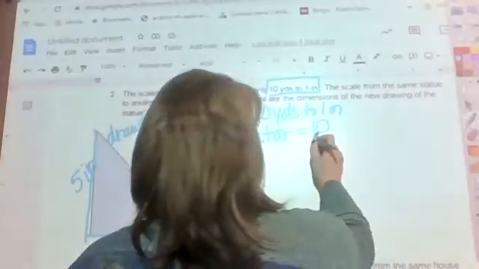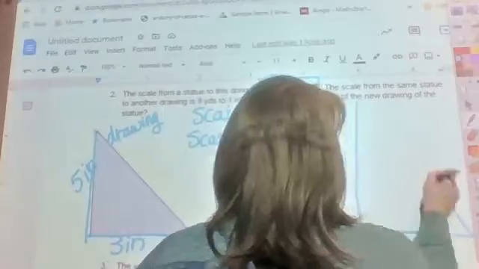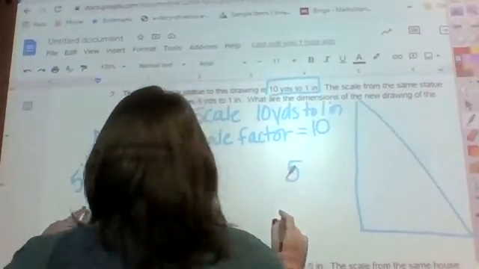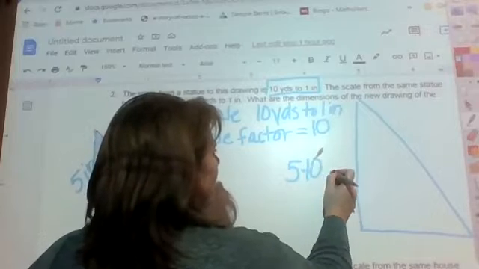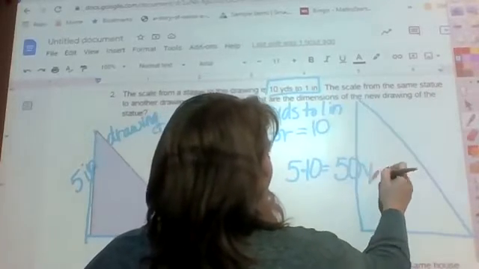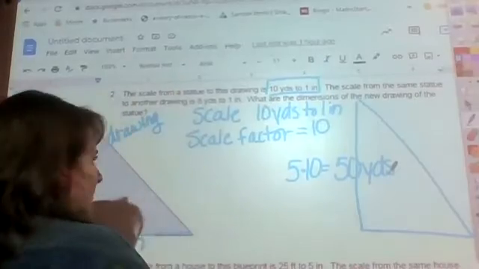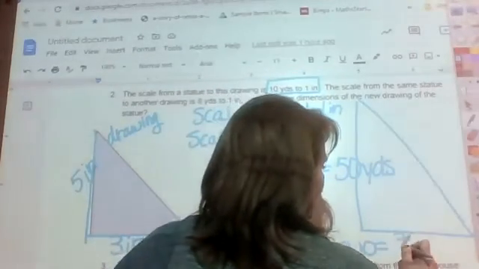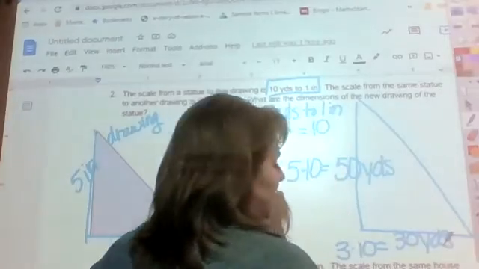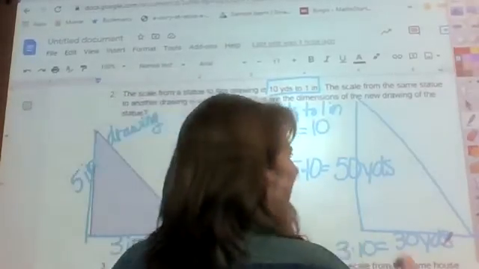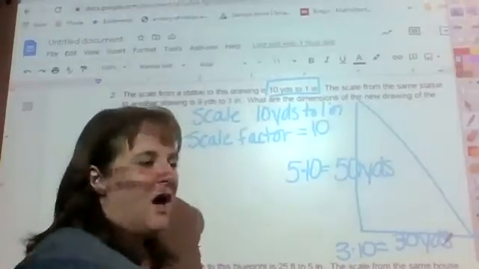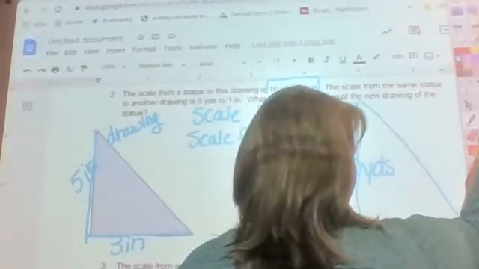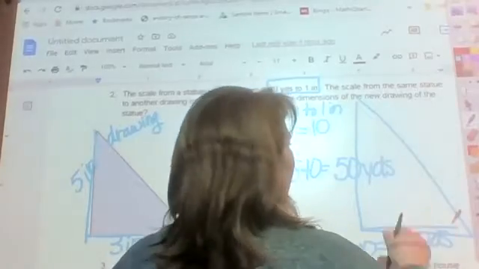Okay. Sorry, I know this is not up to par, but this is what it's got to be. So this right here would be 5 inches times the scale factor. So this is now 50 yards. Down here, it's 3 inches times our scale factor, so that is 30 yards. So the actual size of this statue is 30 by 50. Our base is 30 and our height is 50.